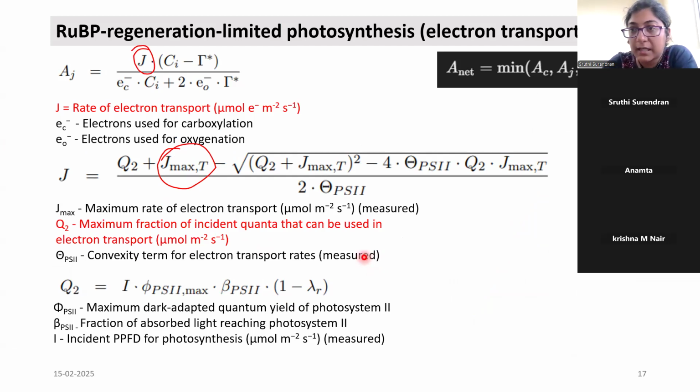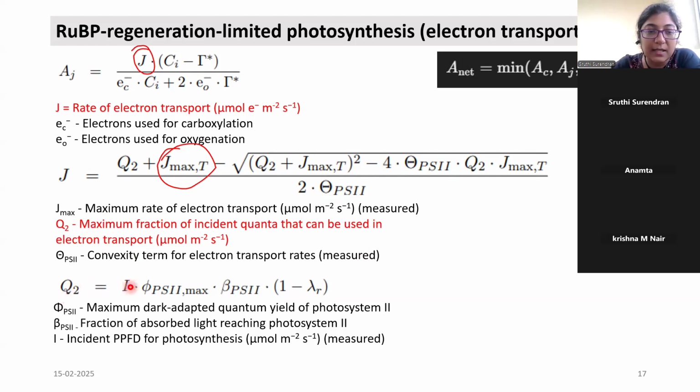Now this is also one value that we can measure or estimate. But as of now, for ease of understanding, because as we go further things get a little bit complicated, theta PS2 is a convexity term that we have measured. Jmax is also something that we have measured using that instrument. Now what we have to estimate is Q2. We don't know what is the light that is being incident and how much of those photons are being taken up by the plant. So in order to estimate that, we have this equation.